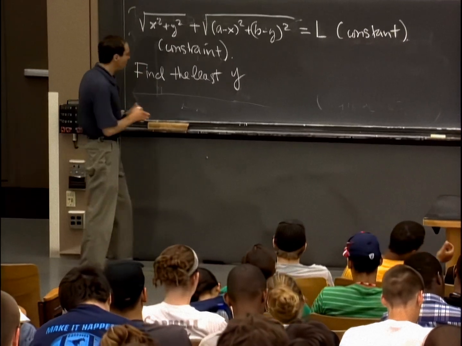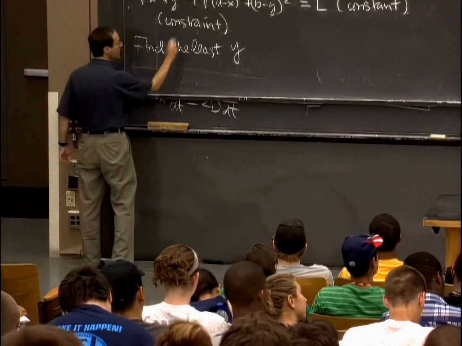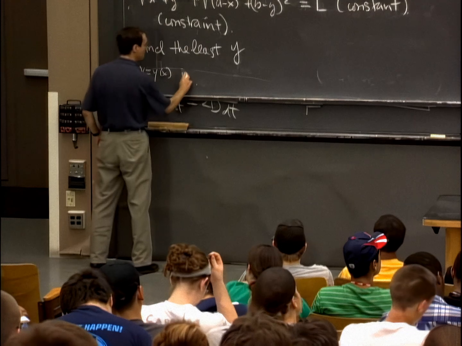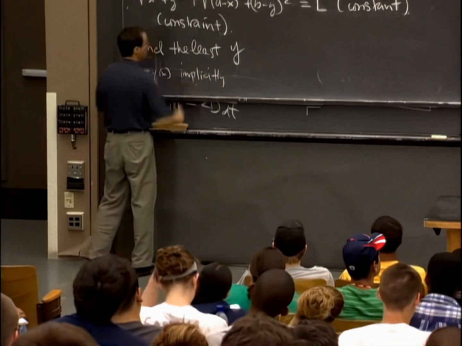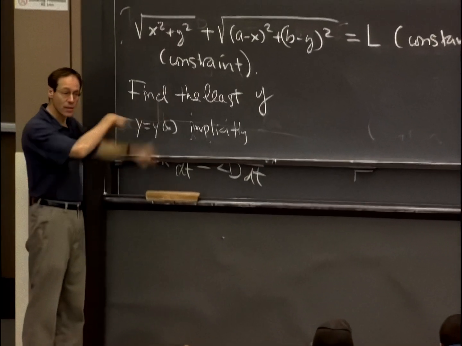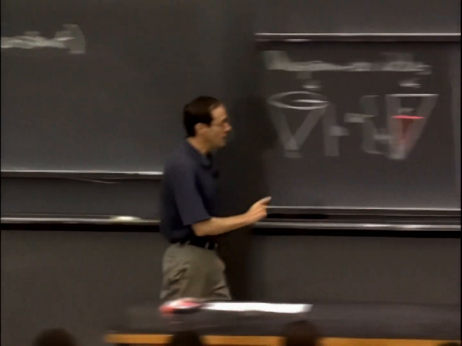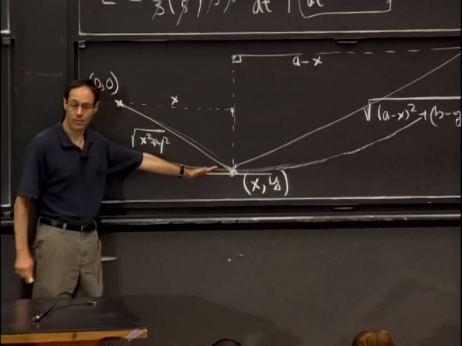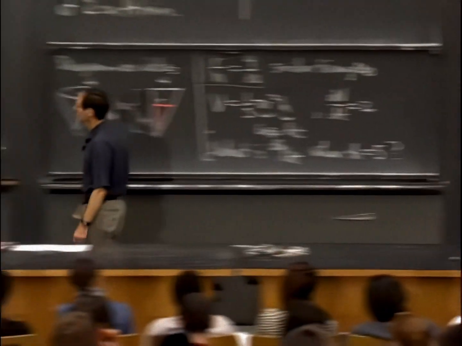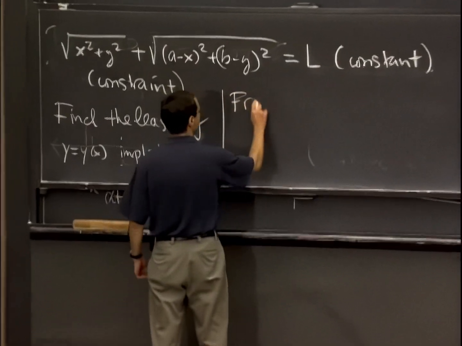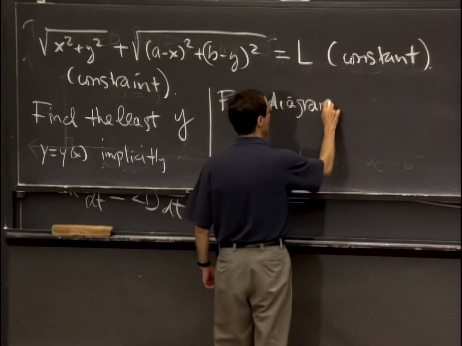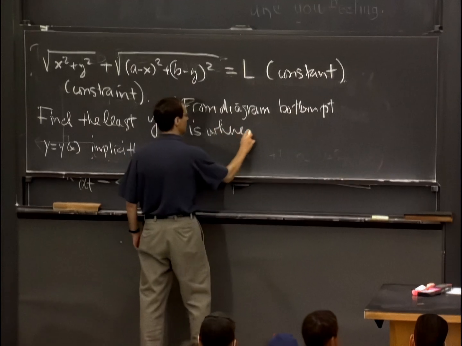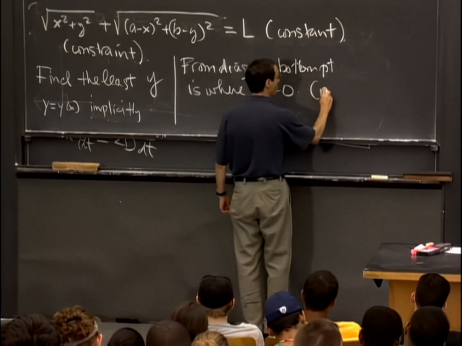Now, the reason why it seems a little weird is you might think of y as just being a variable, but really y is a function. It's really y equals y of x, defined implicitly by the constraint equation. All right, that's what that curve is. And notice the bottom point is exactly the place where the tangent line will be horizontal, which is just what we want. So from the diagram, the bottom point is where y prime is equal to 0. So this is the critical point.